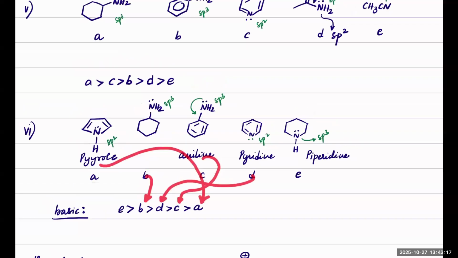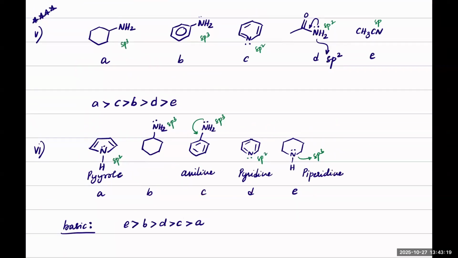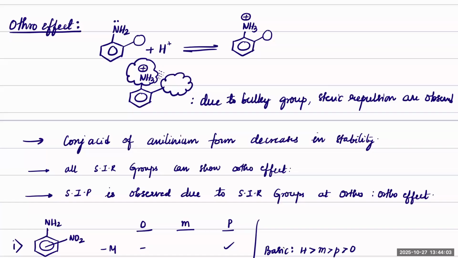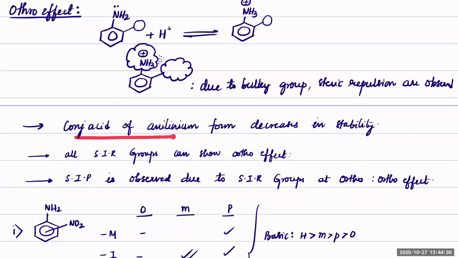Please check both the cases. See, there will be ortho effect even when it comes to anilines. In anilines, if there is an ortho effect, that means any SIR group, a bulky group, is there, a bulky group will always decrease the basic character. So ortho will become the least basic. Unlike in the case of benzoic acid, where the acidic character is increasing, here the basic character will decrease. That's why you see the conjugate acid, the anilinium form, decreases in stability.